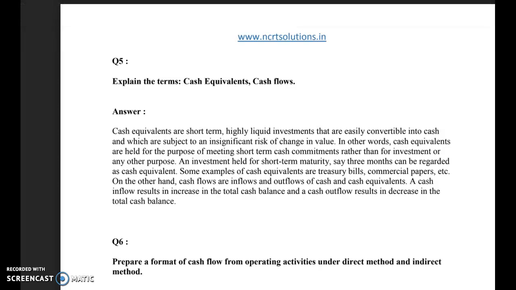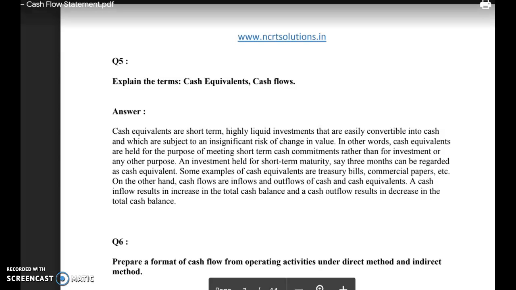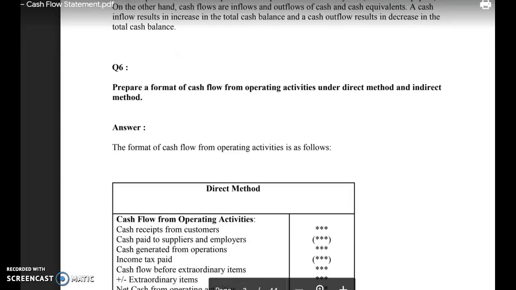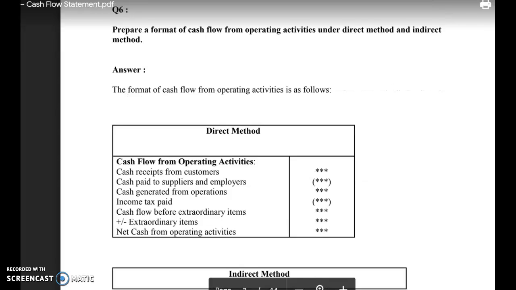Here, first of all, we have to understand the format and the method. There are two broad methods through which the cash flow statement can be prepared. One is known as the direct method and the other is known as the indirect method. Generally, the indirect method is applied because the direct method is difficult, and in examination, if nothing is mentioned, we have to solve the problem through the indirect method, and generally the indirect method is easy and we can very easily apply this method.